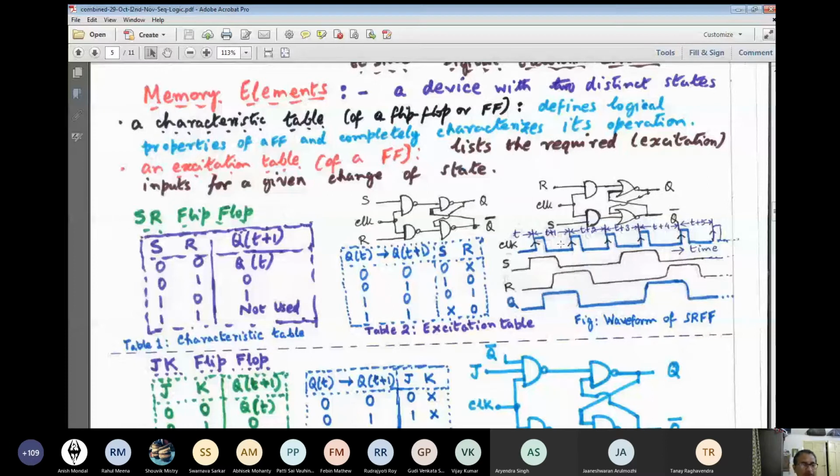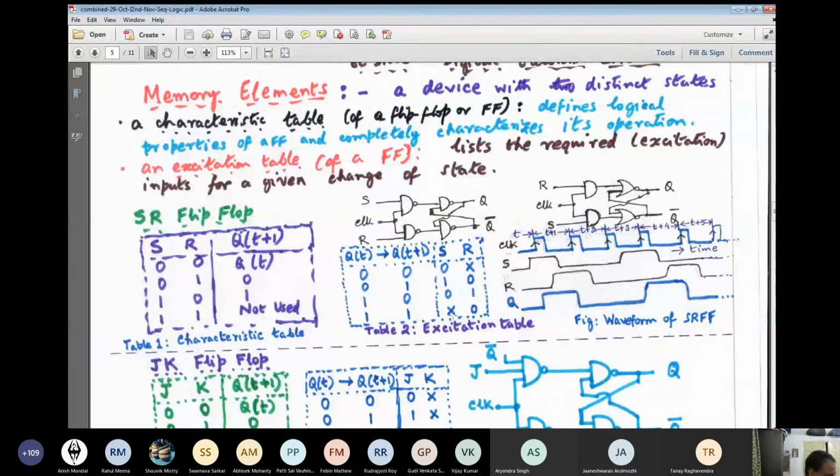On the other hand, suppose the flip-flop is now in the set state, and after the next positive edge occurs, the flip-flop should remain in the set state. Then what is required of the S and R inputs, the two excitation inputs? It is that S can be anything, it can be 0 or 1, but R should be 0. So it tells definitely that R must be 0, but S can be anything, either 0 or 1.